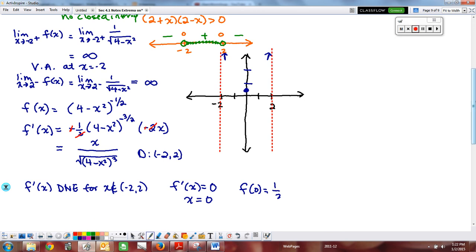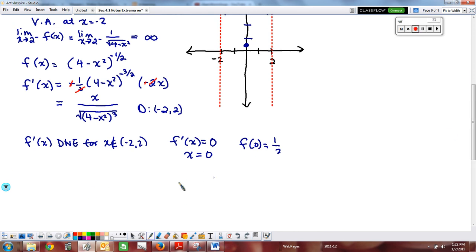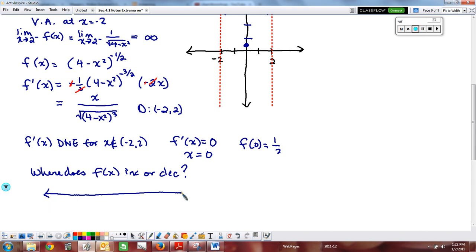What I want to do is a sign chart for the derivative, because I want to determine where f of x increases or decreases. Right? So that's a question. Remember, we're previewing things that are going to come in the rest of chapter 4. And so what this does is give us what we call the first derivative test.